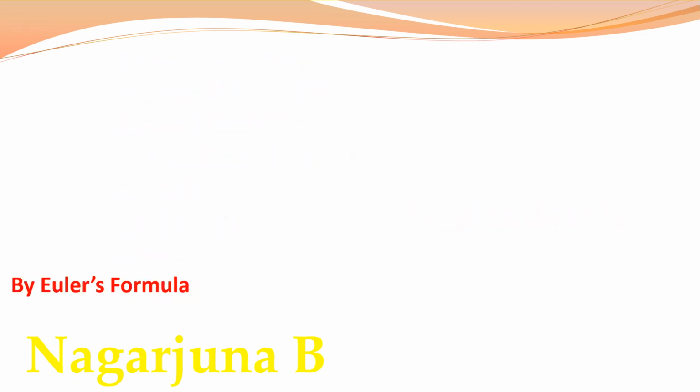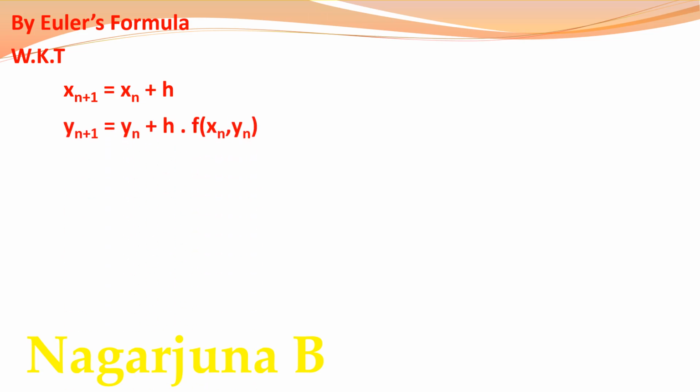By Euler's formula, we know that xn plus 1 is equal to xn plus h, and yn plus 1 is equal to yn plus h into f of xn comma yn. Now, since it is a third step, we need to find the value of x3. Therefore, consider xn plus 1 is equal to xn plus h. Since it is a third step, we write n is equal to 2. Therefore, it will be x2 plus 1 is equal to x2 plus h.